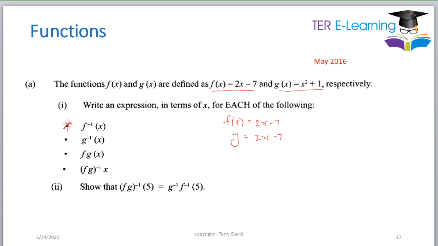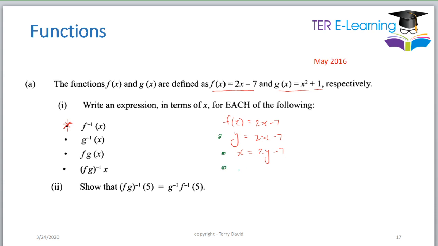Make sure you all get to this, right? So this is my first step. My second step is to interchange x and y. So this will be x is equal to 2y minus 7. Alright, and my next step now is to make y the subject of the formula.